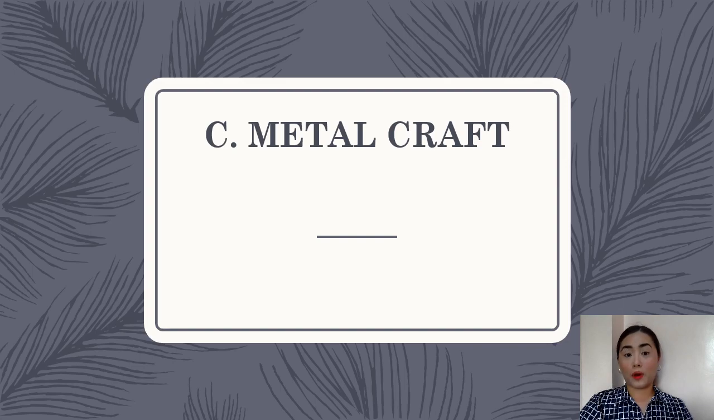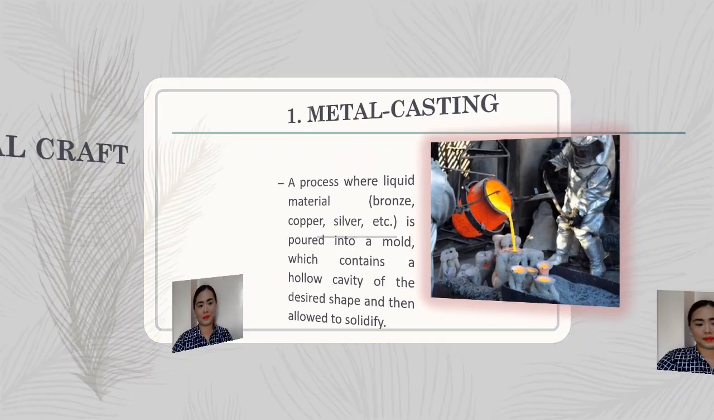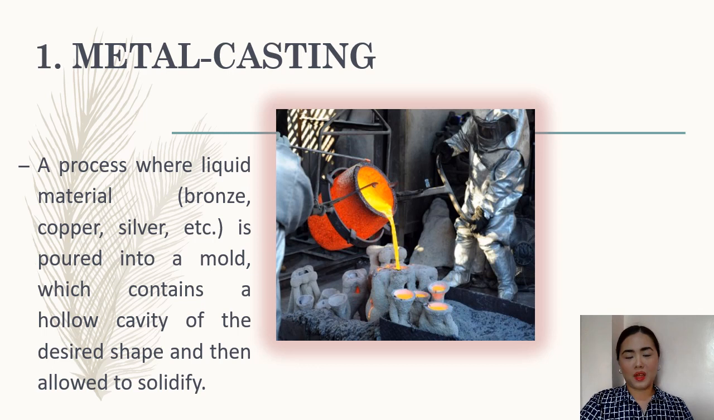The next category of craft is metal craft. The first type under metal craft is what you call metal casting. Metal casting is a process where liquid material, bronze, copper, silver, and etc., is poured into a mold which contains a hollow cavity of the desired shape and then allowed to solidify.